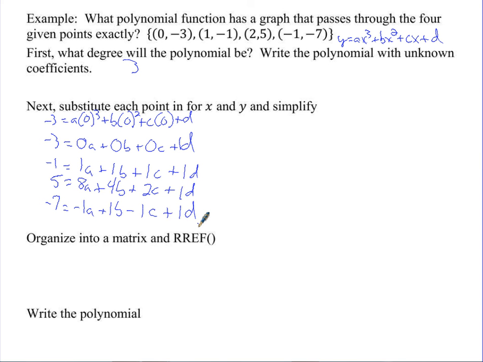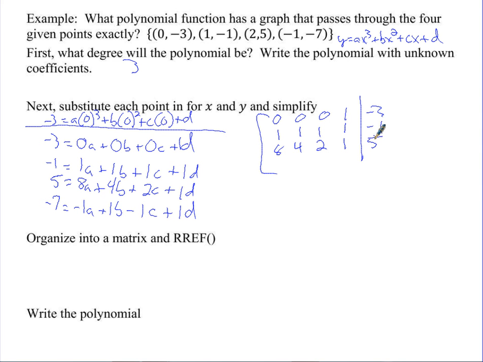I wrote it out like that so that you could see all the coefficients for the matrix that we're about to use. Now remember, the answer column is supposed to go where? All the way on the right side. So my matrix is going to be 0, 0, 0, 1. And then my answer, negative 3. Then 1, 1, 1, 1, negative 1. Then 8, 4, 2, 1, 5. And finally, negative 1, 1, negative 1, 1, negative 7.